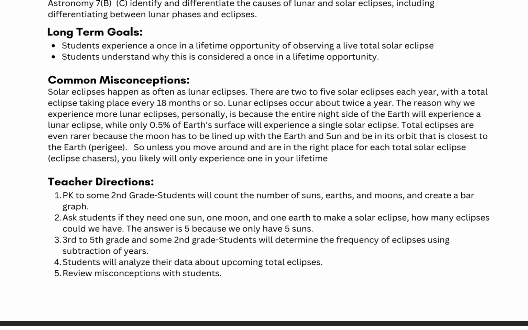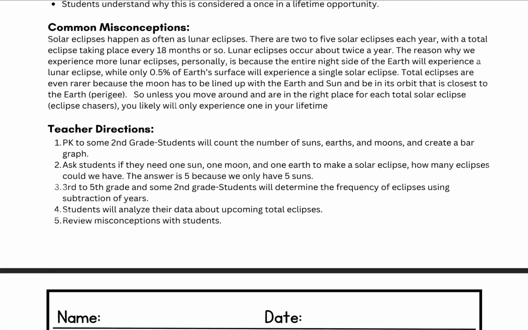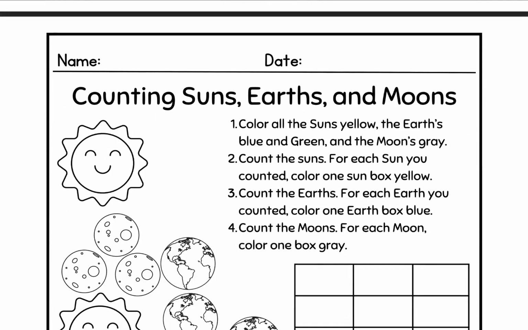Next, you have your teacher directions. So there is one activity for pre-K to first, maybe second grade students, and then there is a second activity for our third to fifth grade students. You have second graders that might also be able to complete this younger grade activity just based on where your students are.